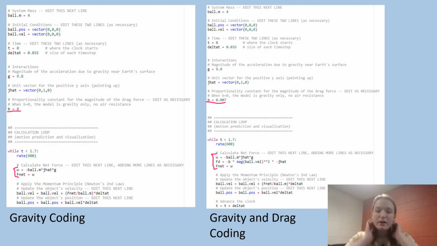And then here's the coding, where the only differences between them are the proportionality constant for drag and the equations. On the left, the gravity coding, F net is just equal to weight, which is negative the mass of the ball times g times j hat. Then on the right, you also had to include the drag force, which is negative b times the magnitude of the velocity squared times negative j hat.